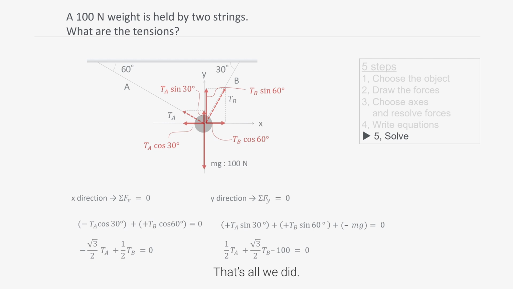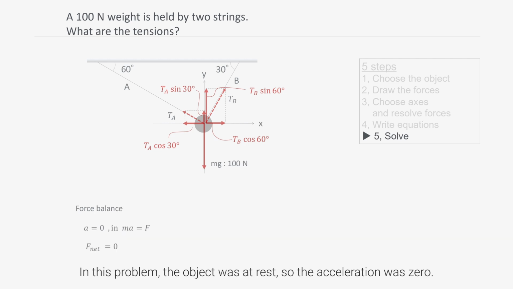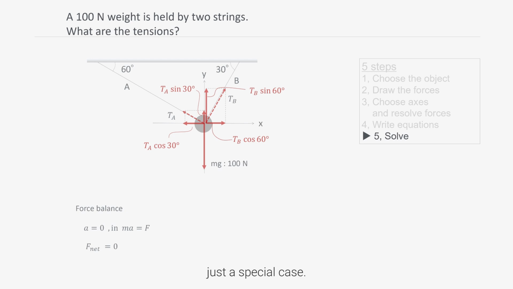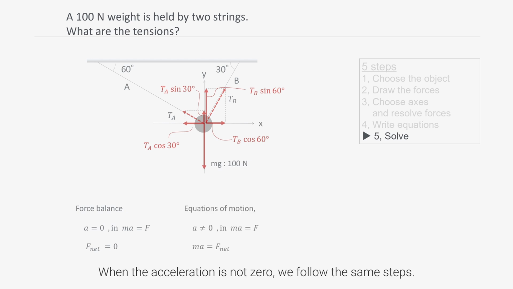That's all we did. In this problem, the object was at rest, so the acceleration was 0. That's not a limitation, just a special case. When the acceleration is not 0, we follow the same steps. The equation does not change. Only the acceleration does. That's why this way of solving problems keeps appearing. It works for force balance. It works for equations of motion. And it will work again when we move on to rigid body motion in the future. Different problems, different situations, but the order is always the same.